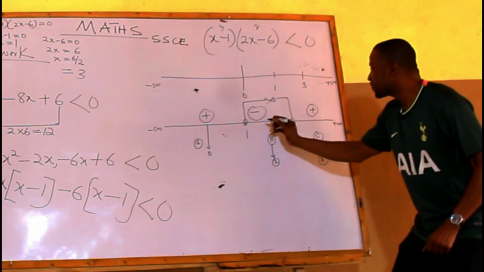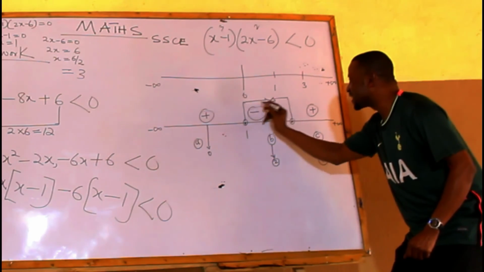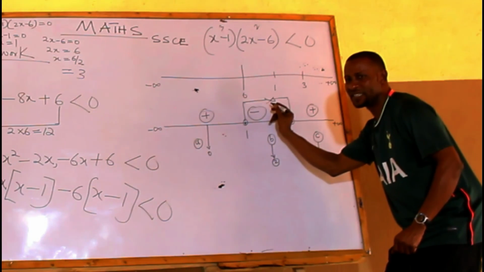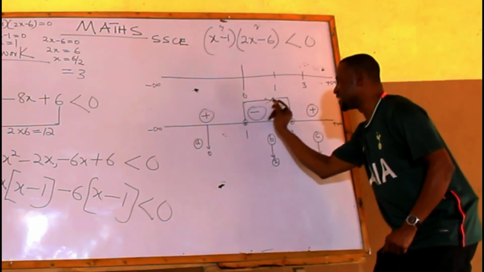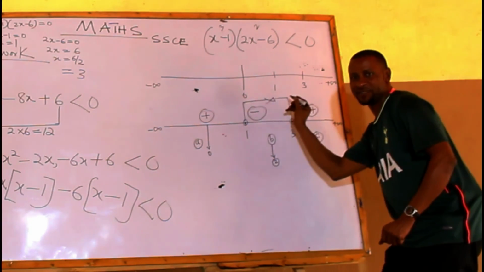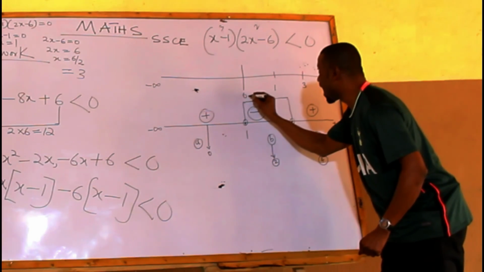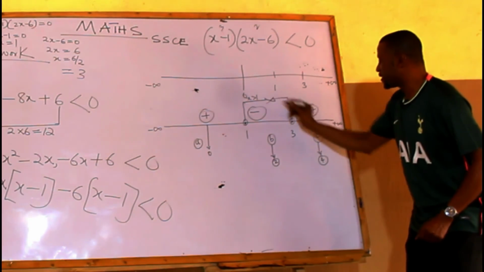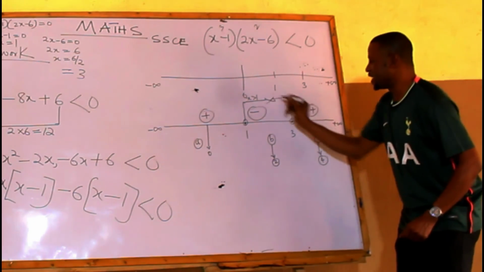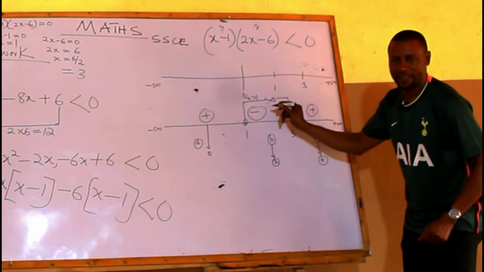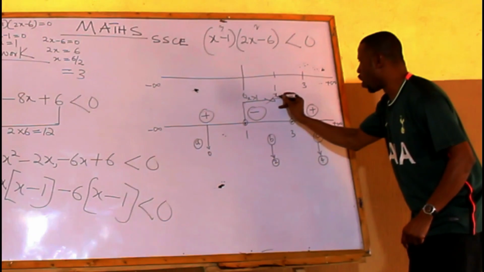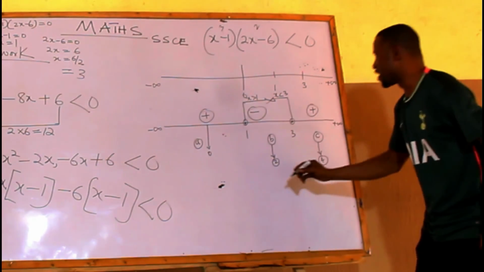Class, when you're going like this, is this greater than 1 or less than 1? Movement like this, is it greater or less? So this place means that x is greater than 1. Isn't it so? How about this place? You went like this. What does it mean? Is it less than 3 or greater than 3? That means x is what? Less than 3.